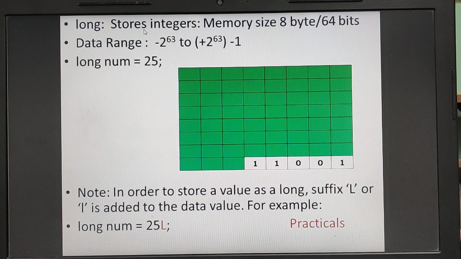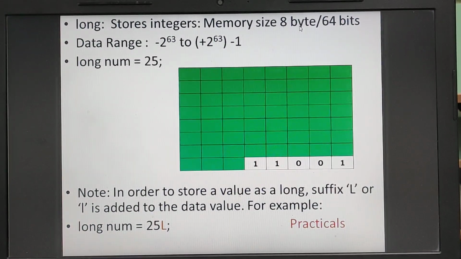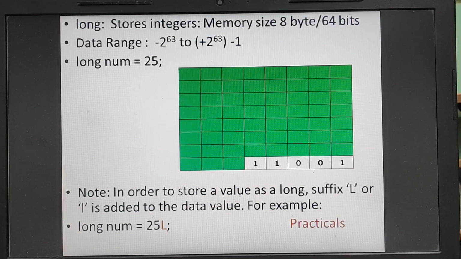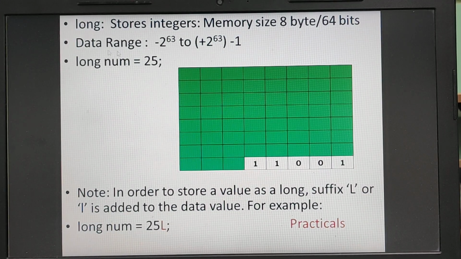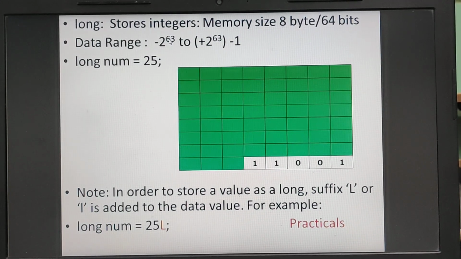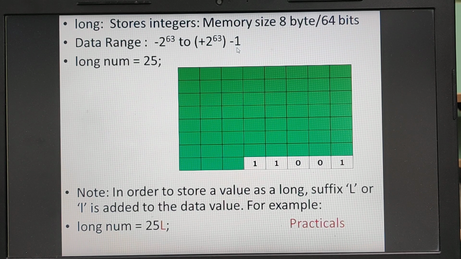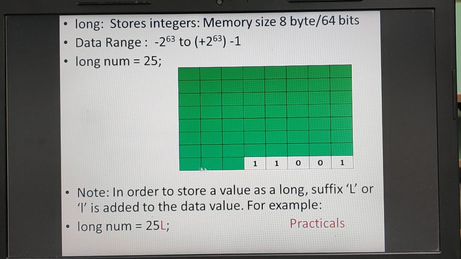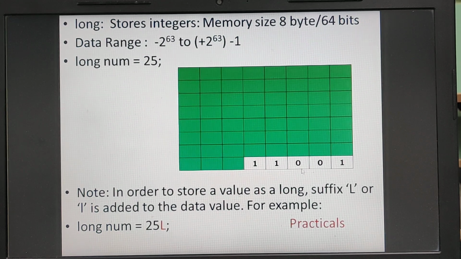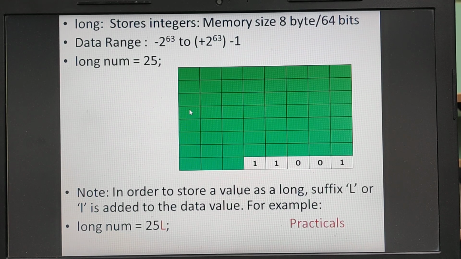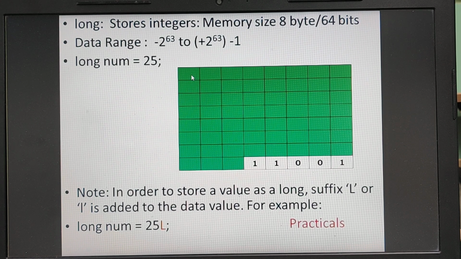As with long, if I say long, then it is 8 bytes of memory, that's 64 bits. So when you use a keyword, you should know how many bytes and bits are being used. The data range here is minus 2 to the power 63 to plus 2 to the power 63 minus 1. That's nearly a 20 digit number. Now with long, if I say num is equal to 25, you can see I'm still using that 25 as 11001. 3 blocks are still reserved, but if you see, 1 2 3 4 5 6 and 7 bytes are a pure loss.